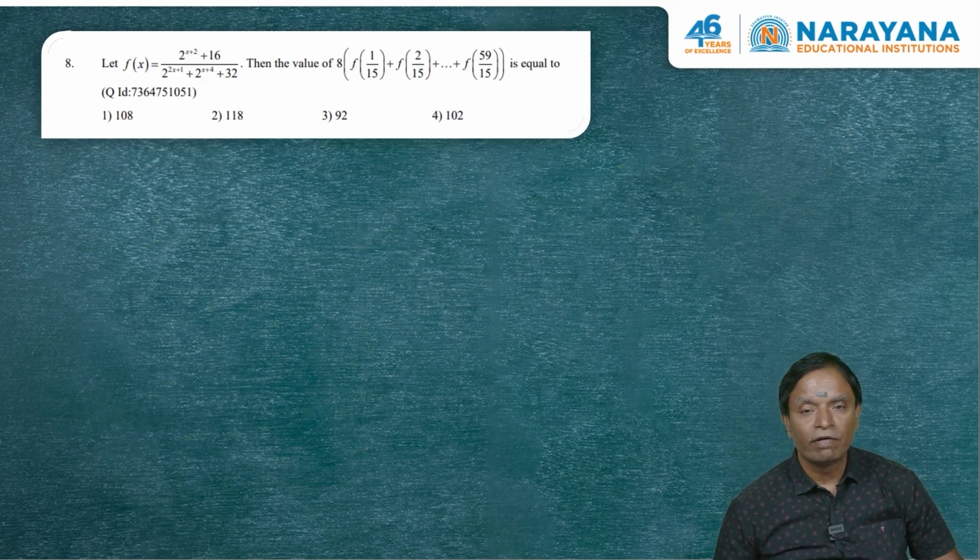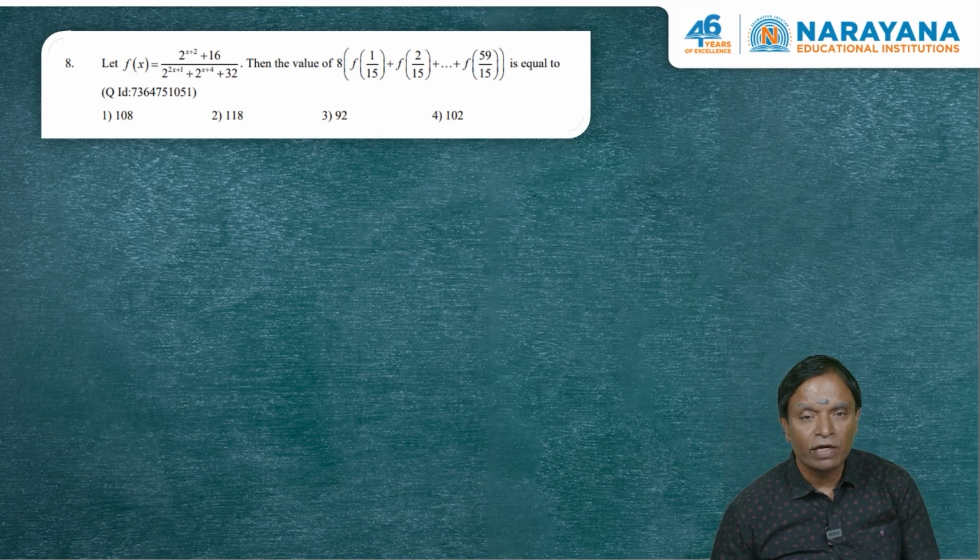You can look at the given function f of x. You are asked to find the value. Your f of x, I can write just to visualize it. Observe on the board, I am not going to write it. This is 2 power x into 2 square is 4, 4 into 2 power x plus 16 by, the denominator reduces to 2 into 4 power x plus 2 power x into 16 plus 32.